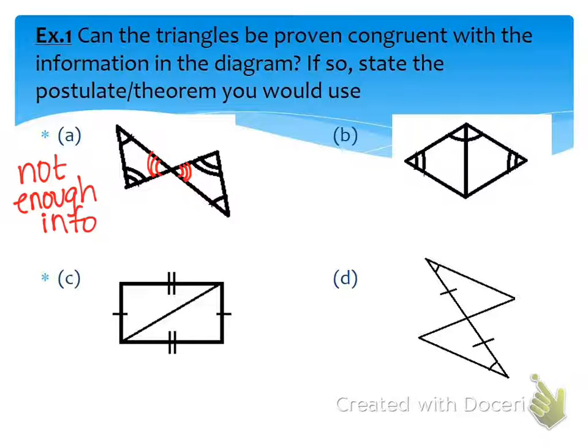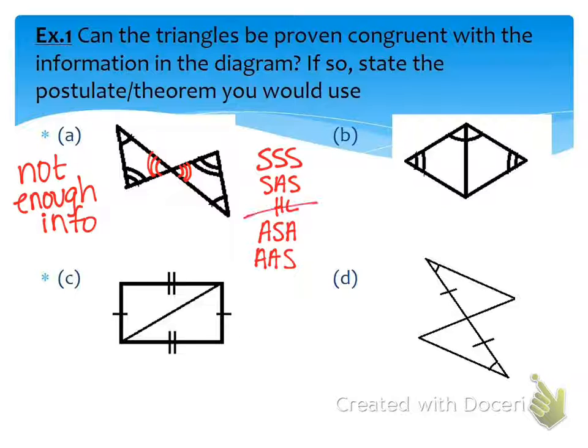So let's run down our list. Our list includes side, side, side; side, angle, side; hypotenuse leg; angle, side, angle; and angle, angle, side. So this is our list of possibilities. If you're ever stuck on a triangle proof or a question like this, go down your list and eliminate anything that you can.